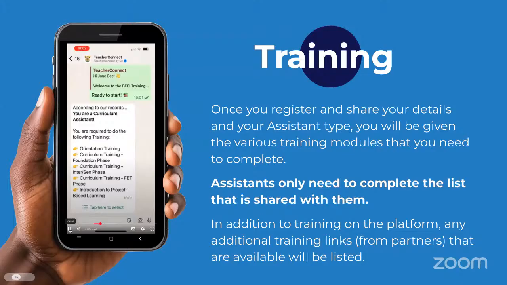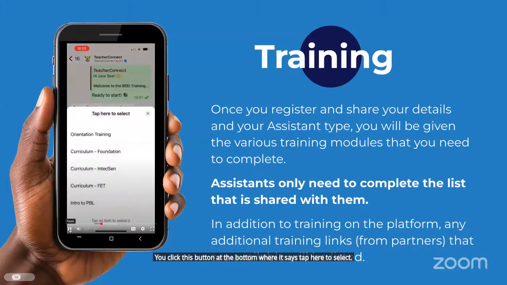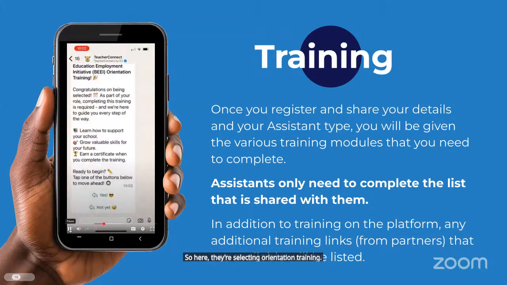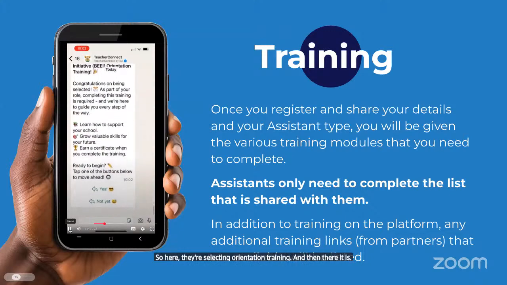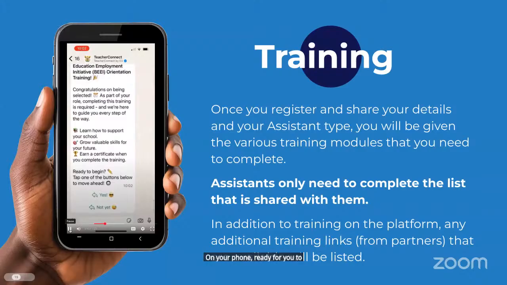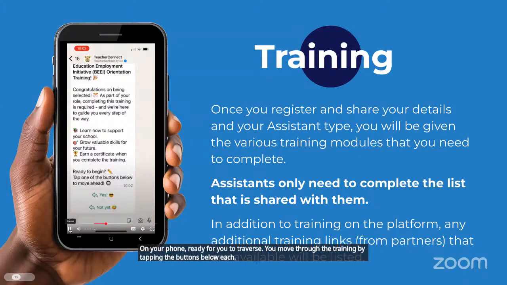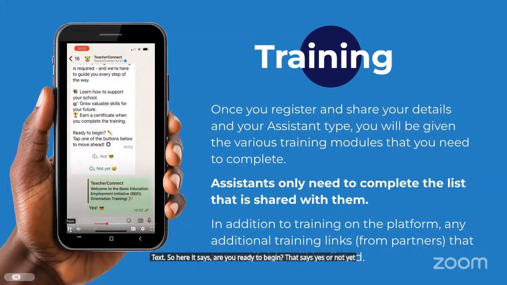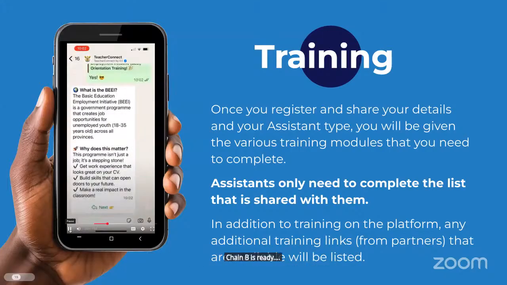You click this button at the bottom where it says tap here to select. It then opens a menu. You need to select the training that you want to do. So here they're selecting orientation training. And then there it is on your phone, ready for you to traverse. You move through the training by tapping the buttons below each text. So here it says, are you ready to begin? And it says yes or not yet. Jane B is ready. And there it starts.